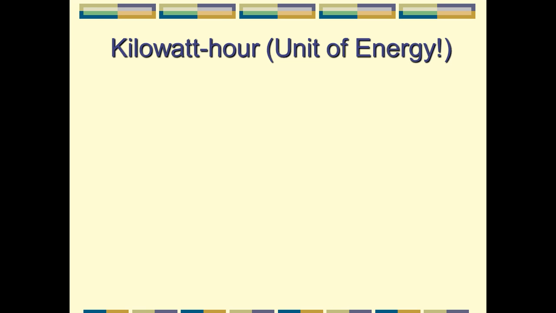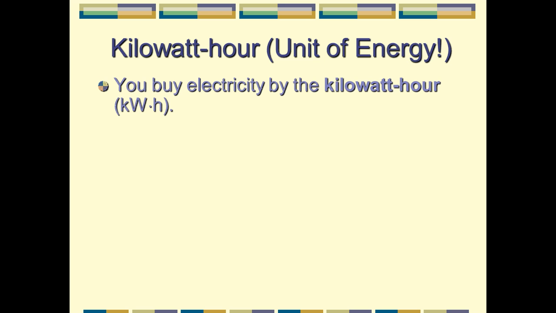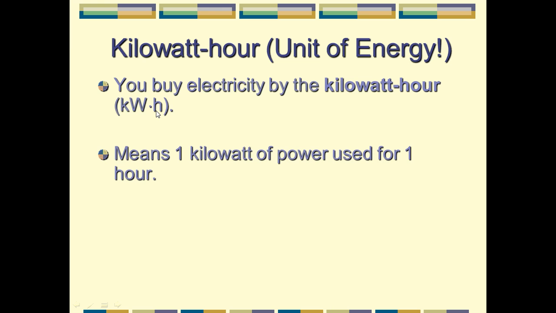So it's confusing, but they sell you energy, they don't sell you power, because power is how much energy you use per second, right? So they have to sell you the energy that you then use in a certain amount of time. So you buy electricity by the kilowatt hour, which is kW·h, so kilowatt hour. And it means that you use 1 kilowatt of power for 1 hour.